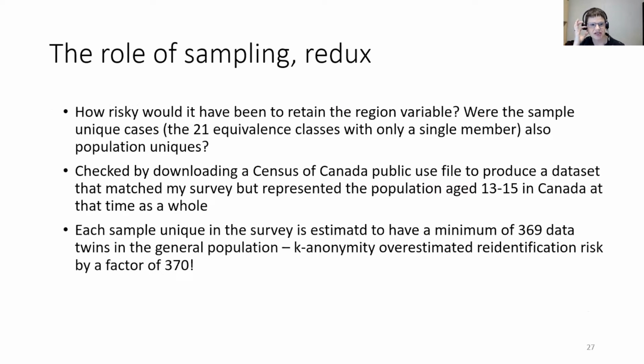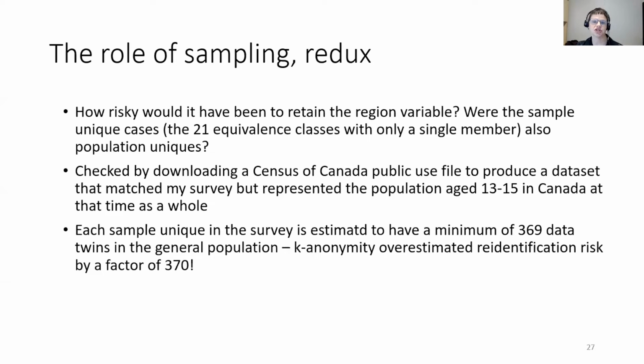However, how risky exactly would it have been to retain this region variable and publish this data set? Were the sample unique cases in this data set, the 21 equivalence classes with only a single member, also population uniques? Well, I decided to look into this. I checked it by downloading a Census of Canada public use file to produce a data set that matched my survey, but represented the population of Canada aged 13 to 15, sorry, in Canada at that time as a whole. So I took the Census of Canada and manipulated it.